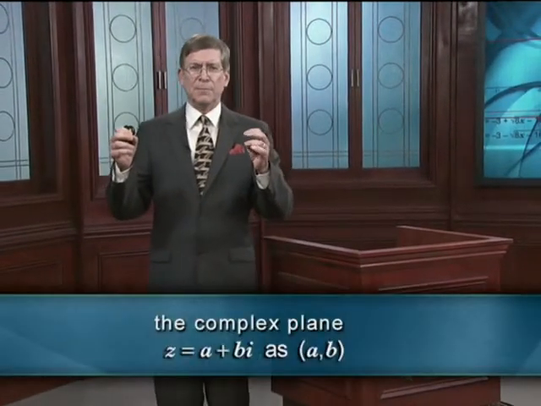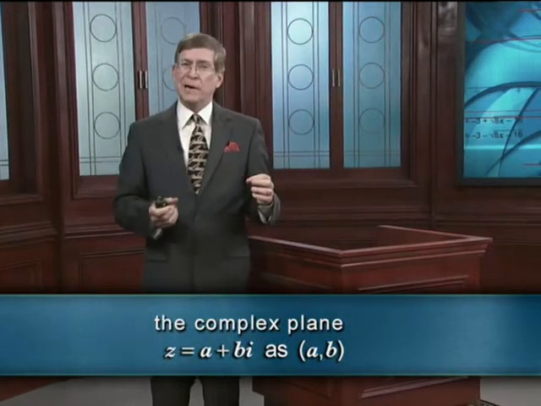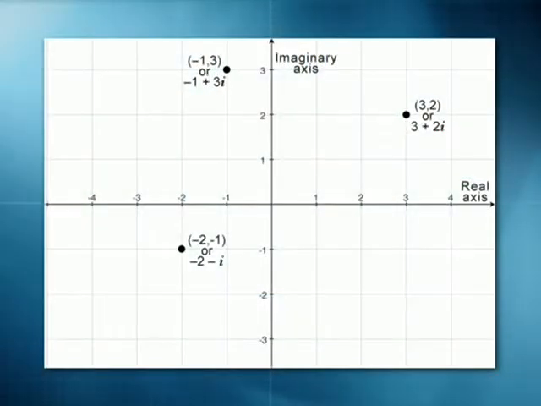So let's remind ourselves a bit about that complex plane we looked at a long time ago in this pre-calculus course. Remember that we could represent a complex number, a plus bi, graphically as an ordered pair in the plane, a comma b. The horizontal axis was often called the real axis, and the vertical axis the imaginary axis.